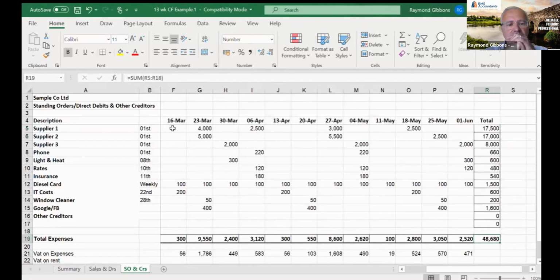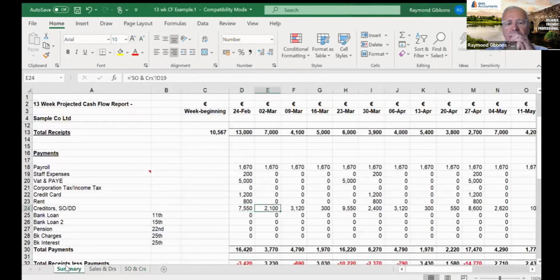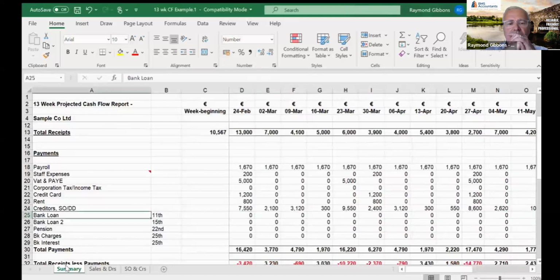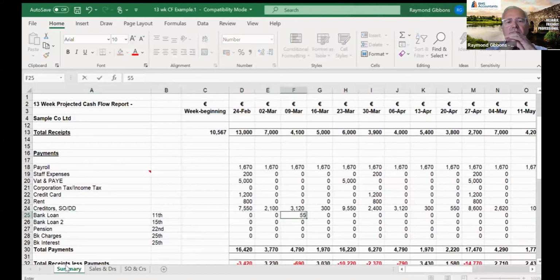€48,680. When we go back into the main summary page, you'll see that these payments are identical to what's on this page, and here they are here. €48,680. There's a couple of more things to fill in here. Sample company on the 11th of every month pay a loan of €550. So we need to enter these figures here. There's going to be 3 payments going out, as you can see.